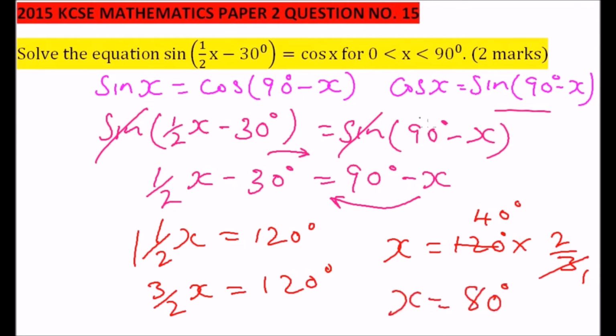And since we are told that our range is between 0 and 90, then that is the only value of angle that satisfies our equation here. So that's how you work out that question, and you earn yourself 2 marks.